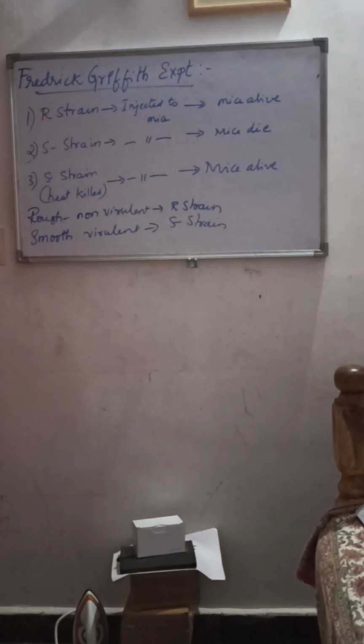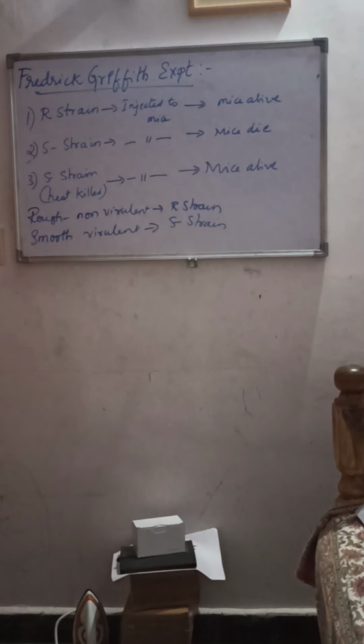He cultured a mixture of R strain and heat killed S strain together, and then he injected that particular culture to the mice. So which will contain what? Both R strain and the heat killed S strain.